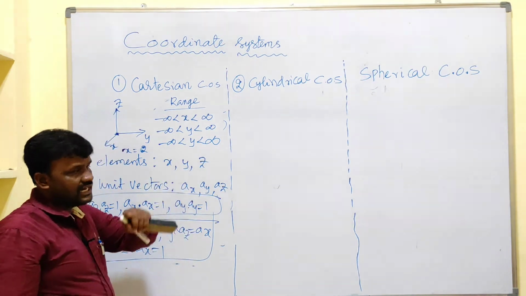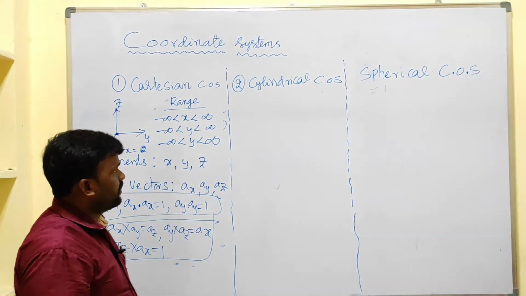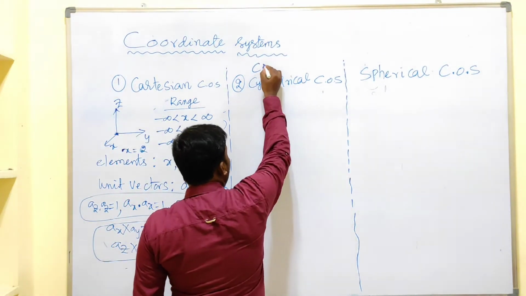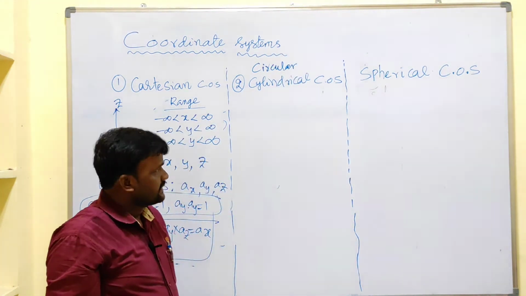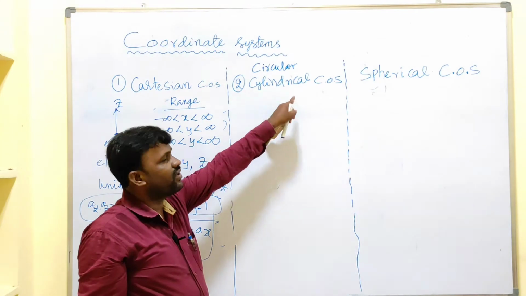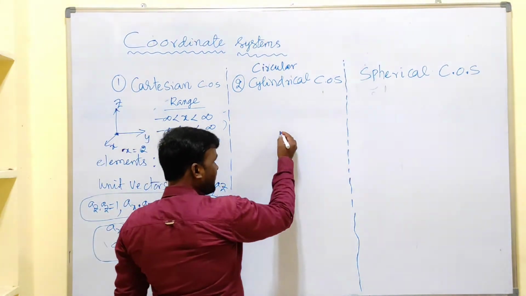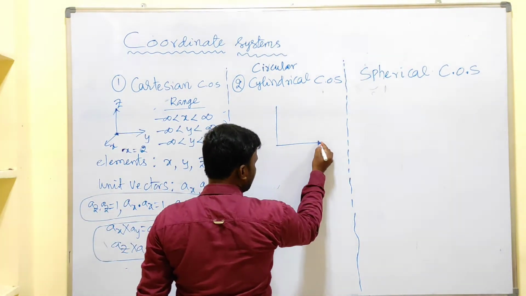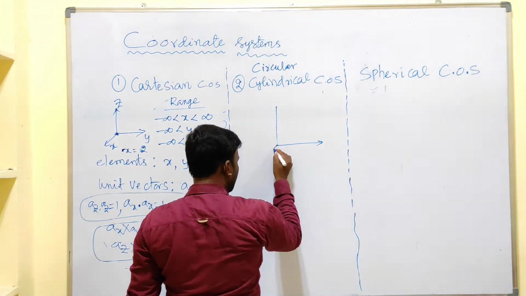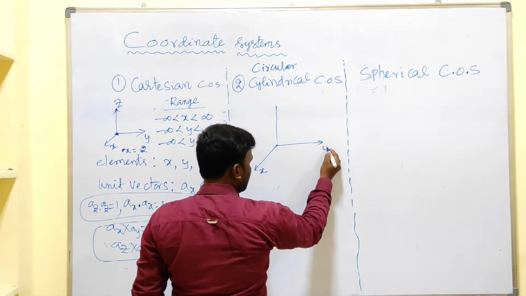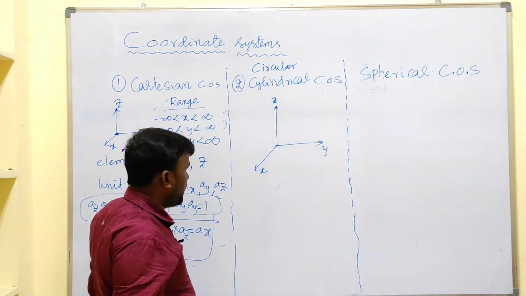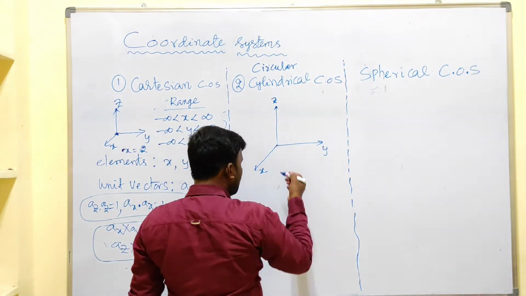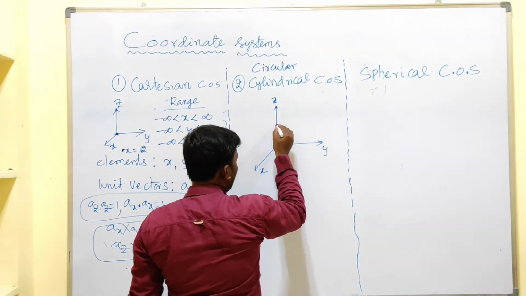Next, move on to cylindrical coordinate system. It is also called circular cylindrical coordinate system, or simply cylindrical coordinate system. Name itself, here you have a cylinder. Cylinder has some radius. It is x, y, z. I am taking a cylinder of radius rho.